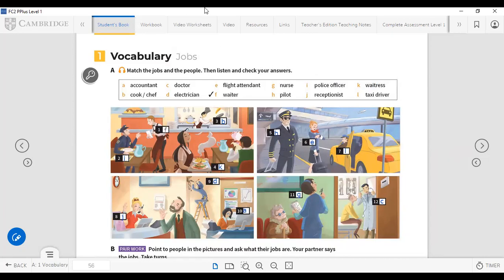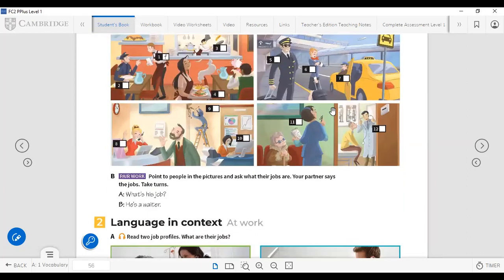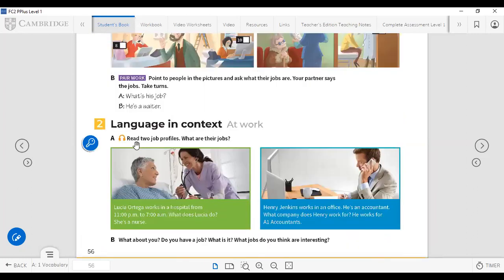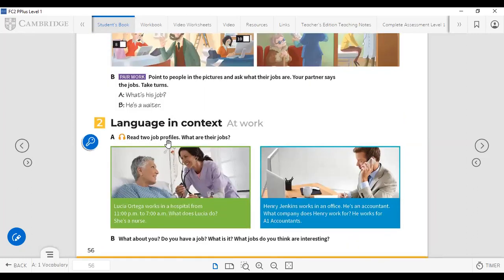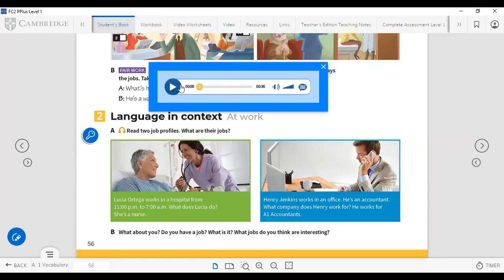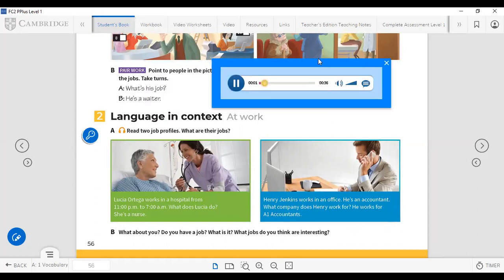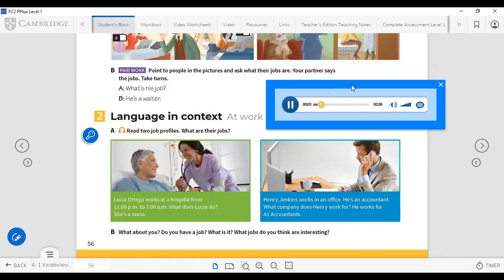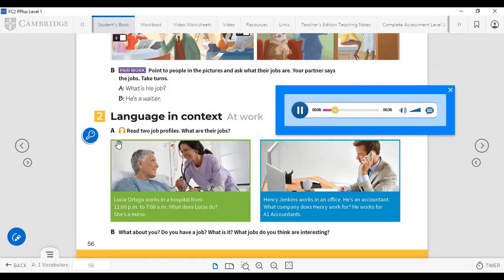So now you're going to continue with the next exercise. You're going to listen and read. Language in context. Read the two job profiles and say what their jobs are. Let's analyze. Page 56. Exercise 2. Language in context. At work.